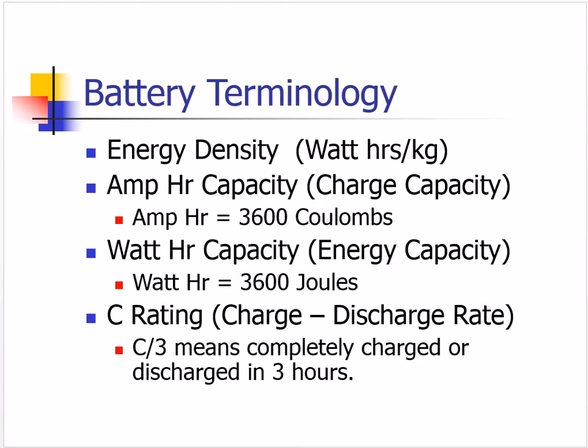And then there is the C rating for the battery. And that's how fast we want to charge or discharge it, because we find especially the watt hour capacity of the battery depends on how fast we charge and discharge it. So a C over 3 means we're going to completely charge or discharge the battery in 3 hours. A C over 8 would be in 8 hours.